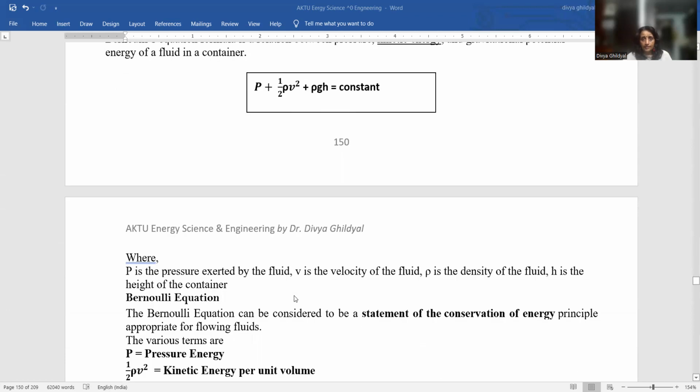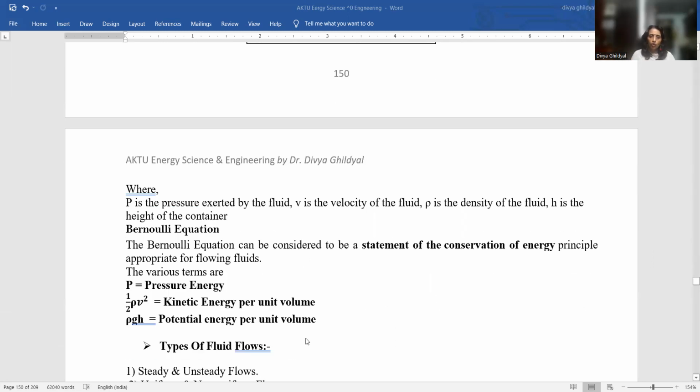my tube, or my pipe, or wherever I am doing my experiment. Rho is my density of fluid. H is my height of container or my experimental apparatus. G is acceleration due to gravity. Now, this is a constant: pressure plus half rho v square plus rho g h. So this is also known as Bernoulli's equation, also known as the statement of conservation of energy for flowing fluids.